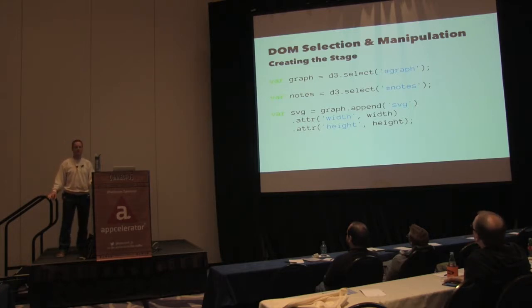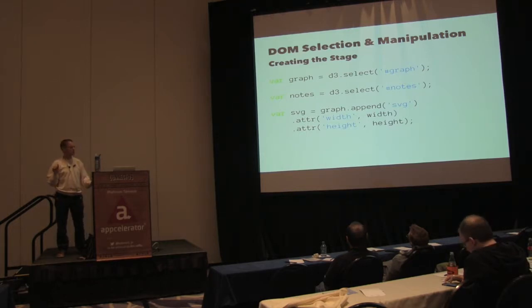D3.select is equivalent to jQuery selecting with a CSS selector, with one trivial difference. The select function in D3 selects only a single element in the DOM. There's an equivalent function called selectAll, which actually does what jQuery does. It selects all the matching elements in the DOM. But as you can see, it's like jQuery. It's finding elements in the DOM. We're finding the graph container, we're finding the notes container, and then we're going to actually start drawing the graph.